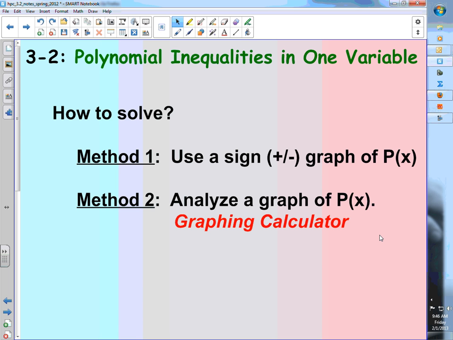good at graphing, most of this becomes a useless activity in what we're going to do. But you need to see all of these. So we're going to look at how to solve by using a plus-minus table, and we're going to solve by analyzing the graph. And you won't need a graphing calculator to do this. We're going to use one of these or the other when it's appropriate.